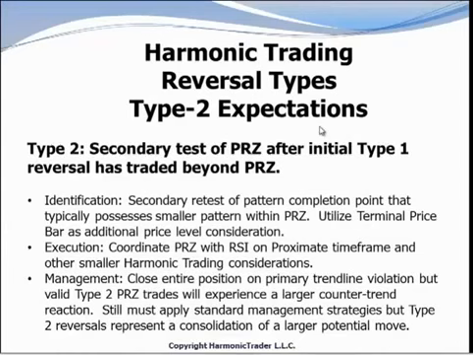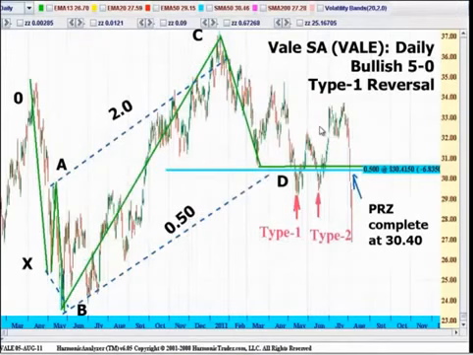Now, for the management purposes, we're going to give this more time. We're going to look to close the entire position on a primary trend line violation, but valid type 2 PRZ trades will experience that larger counter trend reaction, meaning we have to still apply the standard management strategies, but type 2 reversals represent more of a consolidation of the larger potential move. So if we see we're in a bullish PRZ, and here in our example, this is an example of Vale, which is a Brazilian petroleum company.